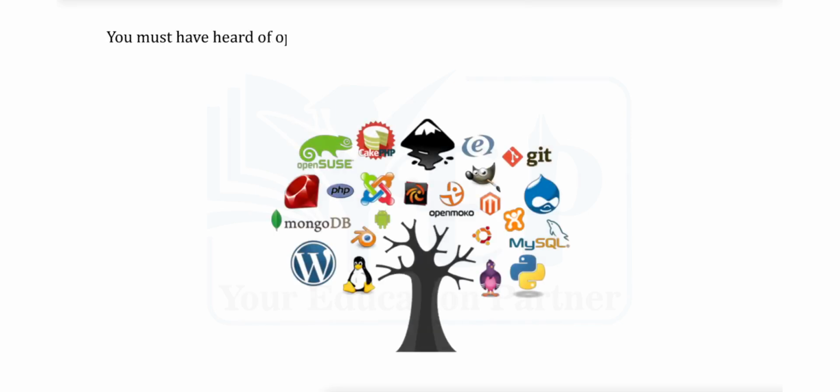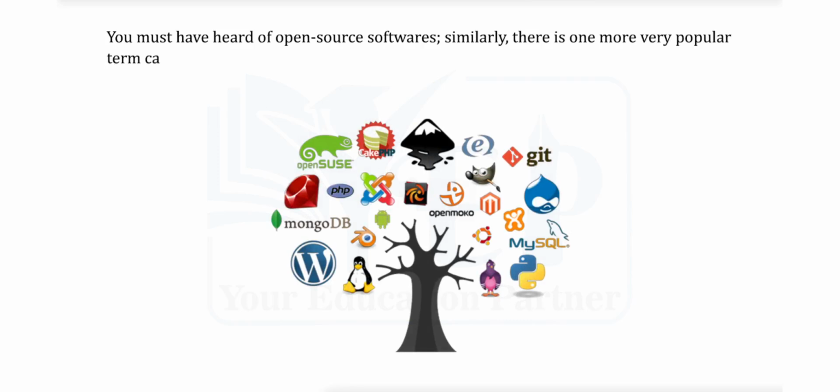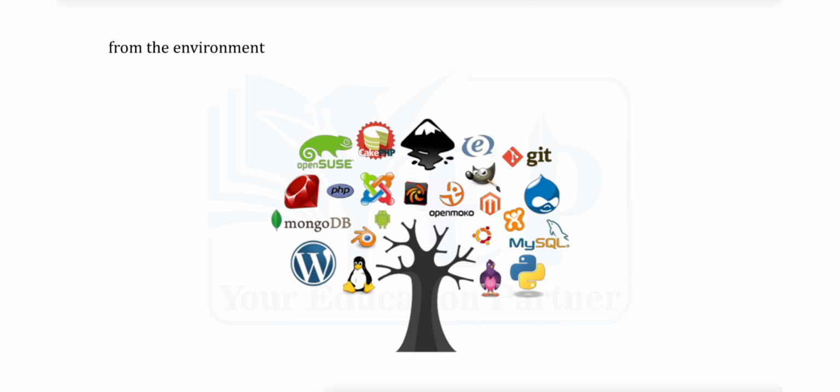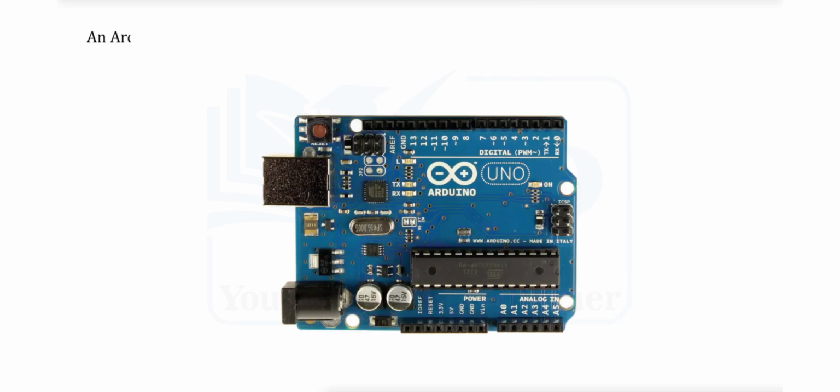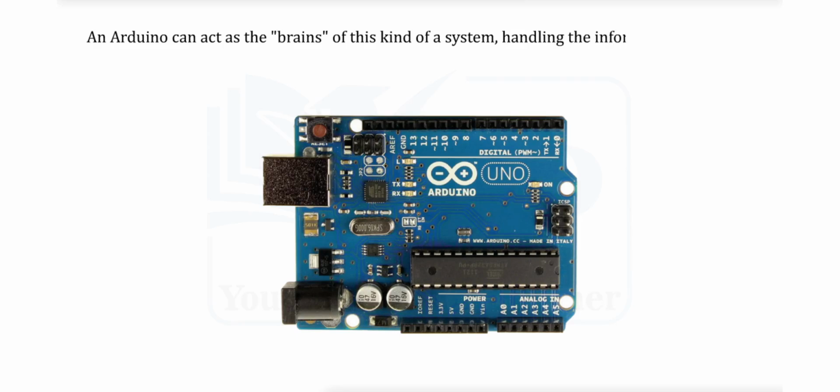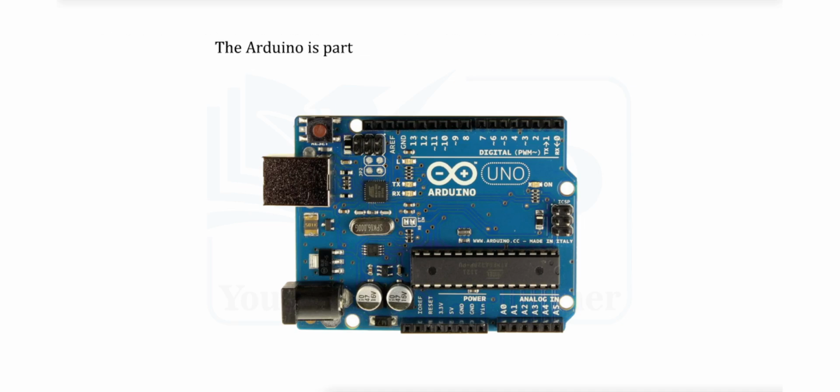You must have heard of open source software. Similarly, there is one more very popular term called physical computing that refers to taking information from the environment using sensors, processing the inputs and converting it into output. This clearly means that Arduino makes use of physical computing. An Arduino can act as the brains of this kind of a system, handling the information coming in and the response going out.